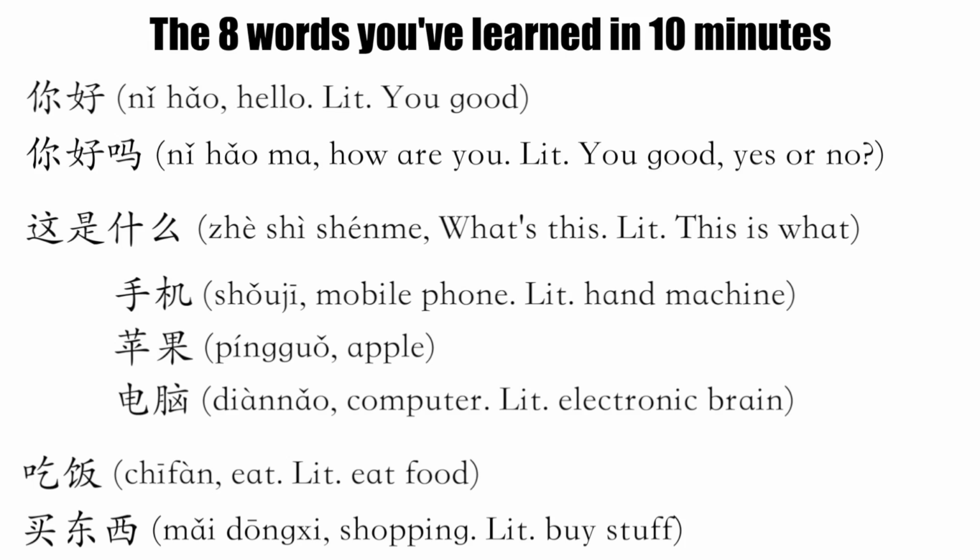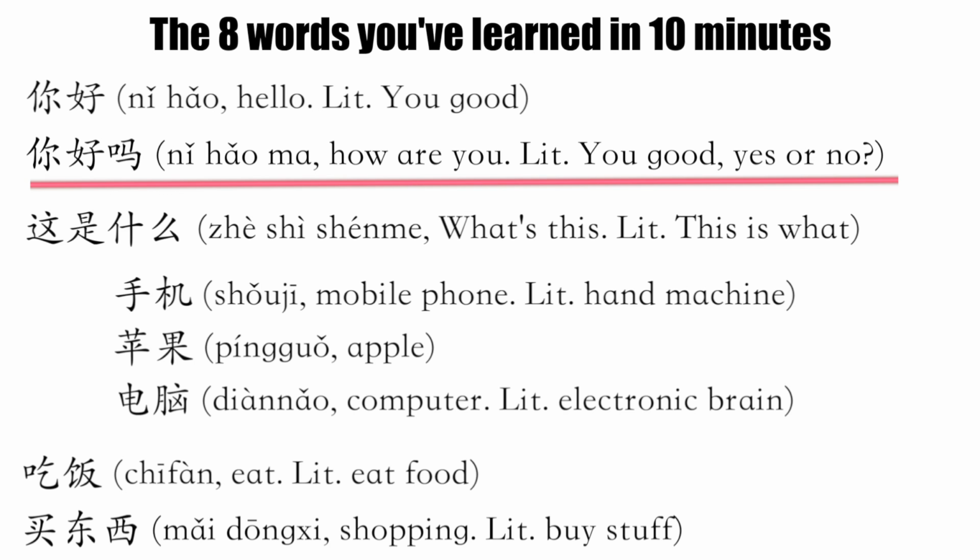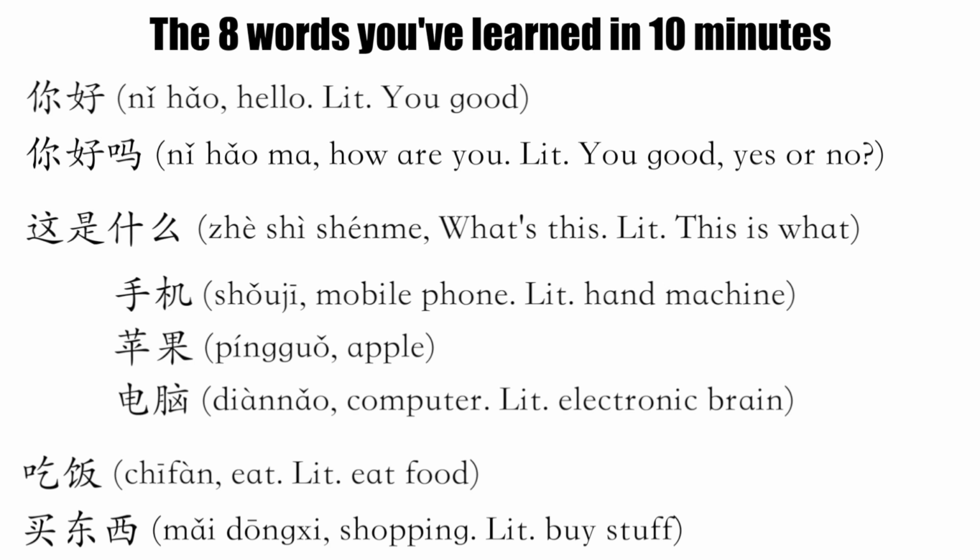你好,你好吗? We don't really use this one in our real life, but it's still useful for learning. You will know why soon. 这是什么? And also some words to answer this question. 手机, so we can say 这是手机. 苹果. 电脑. 吃饭. 买东西. Now, let's be creative.